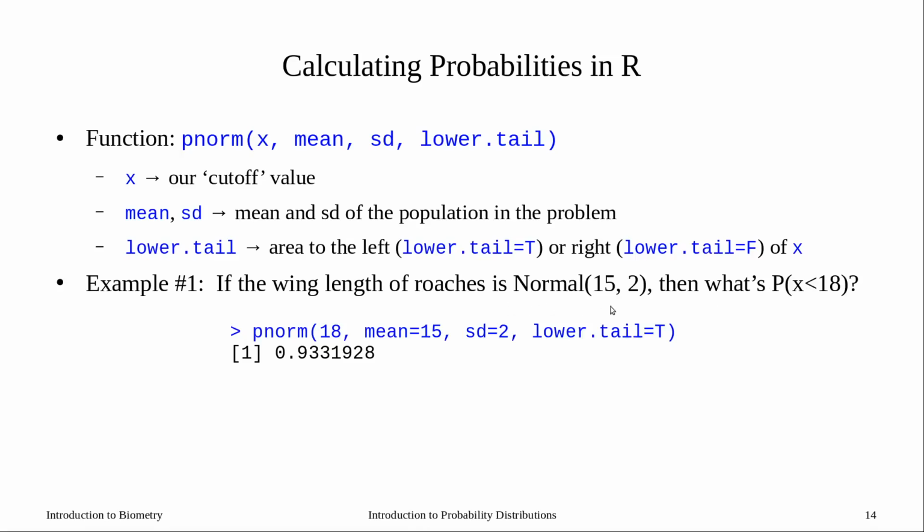Well, for R, we don't have to calculate a z-score. All that we have to do is tell it the value that we're asking, 18, so that's up here. We tell it the population mean and standard deviation, and then we specify lower.tail. So since we're going less than 18, we want the area under the curve to the left of that value, 18. So we use lower.tail equals T, and we get this value, 0.9331928. Real easy.